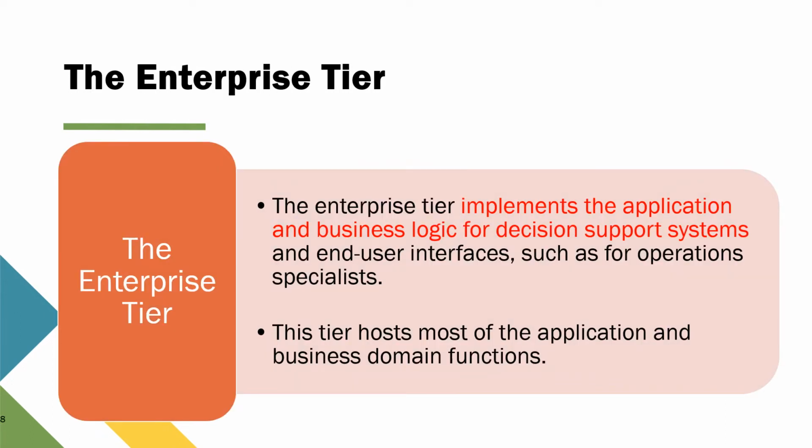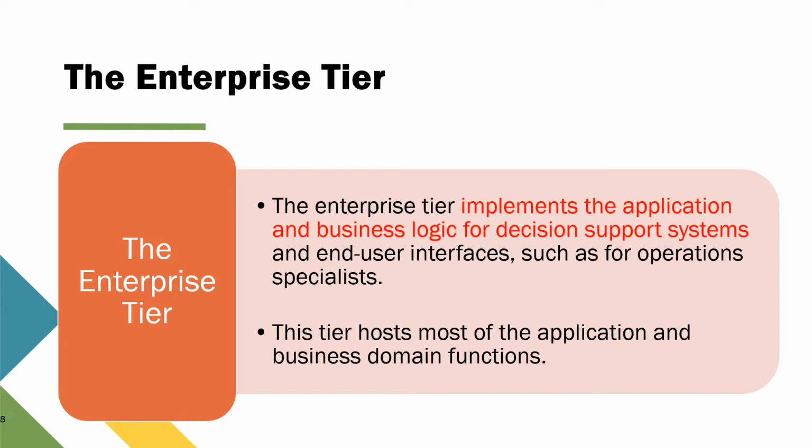And the last one is the enterprise tier. So the enterprise tier implements the application of the business logic for decision support system and end user interface, such as for operation specialists. For example, all the data that are already being analyzed will be transformed into something that can be seen by the customer, by our engineers, by people, so that it will be easier to translate into something beneficial to the enterprise, to the company.